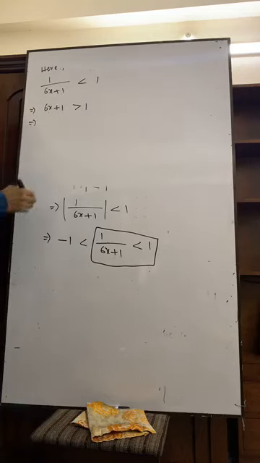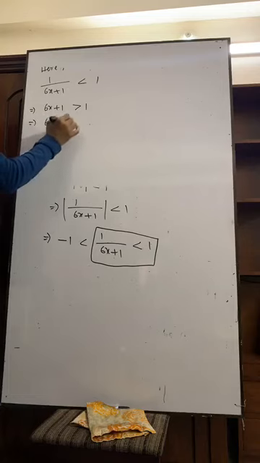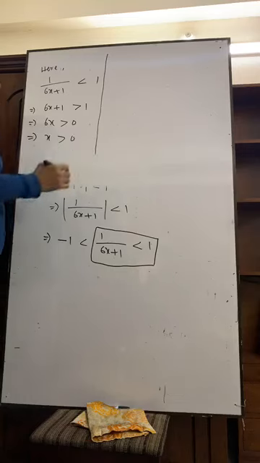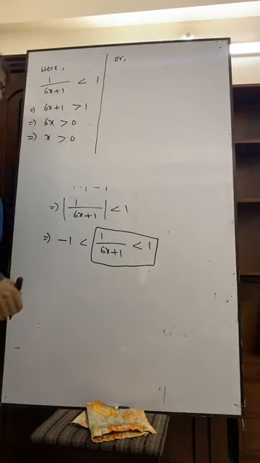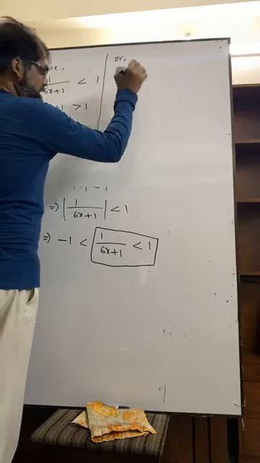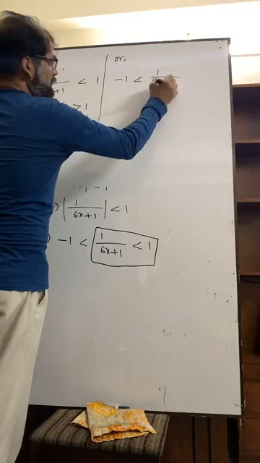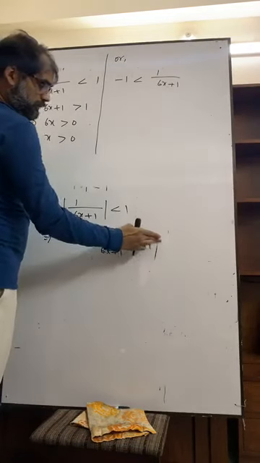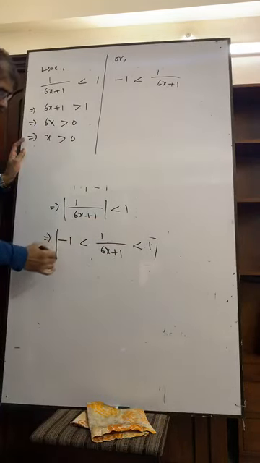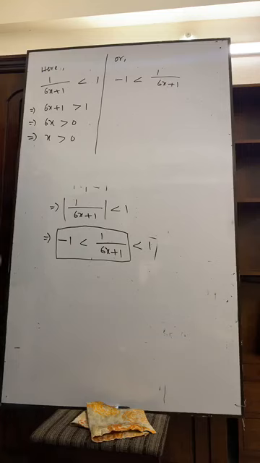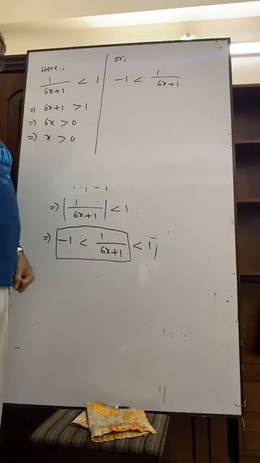This 1 will be omitted from both the sides. 6x is greater than 0, x greater than 0. Or, now I am going to consider this other part: minus 1 less than 1 by 6x plus 1.